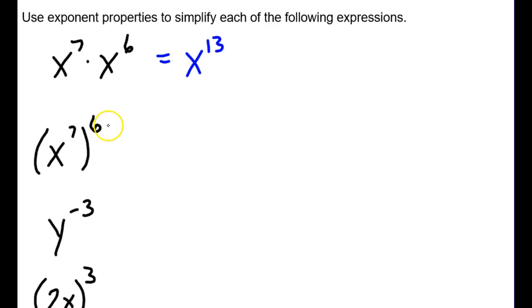Next, we have the power to a power. If we have an exponent raised to another exponent, we need to multiply. So this will be x to the 42nd power. Next one is the negative exponent property. We always want to write our exponents positive when we're in simplified form. So to do that, we have to use a reciprocal property. This will become 1 over y to the third power.